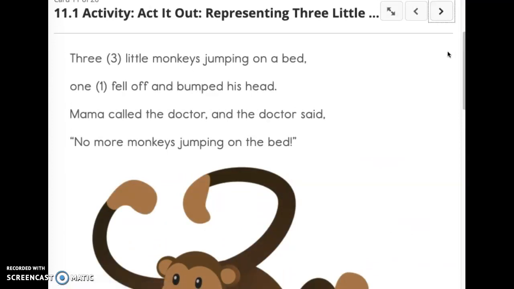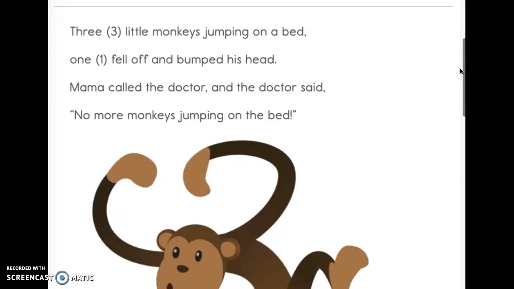Three little monkeys jumping on a bed. One fell off and bumped his head. Mama called the doctor, and the doctor said, "No more monkeys jumping on the bed."